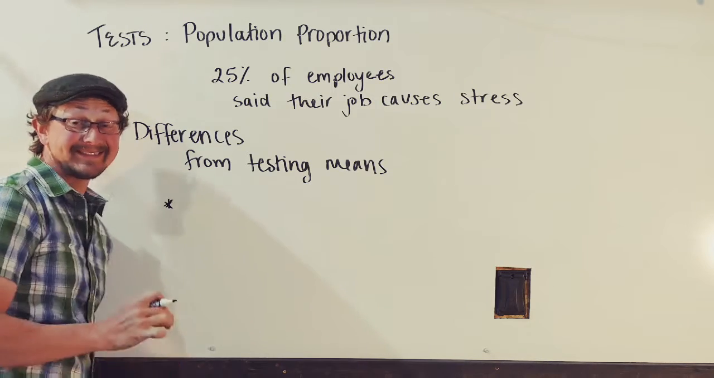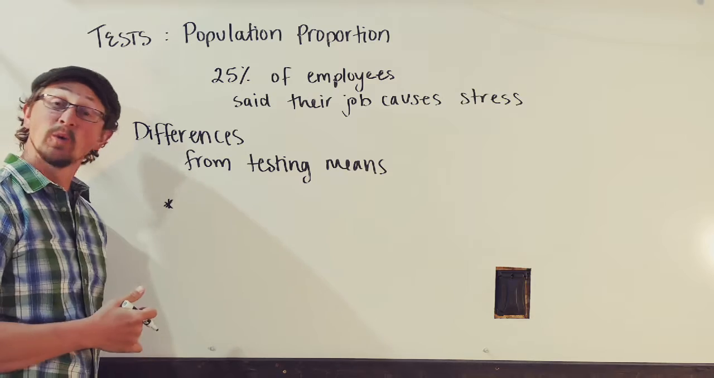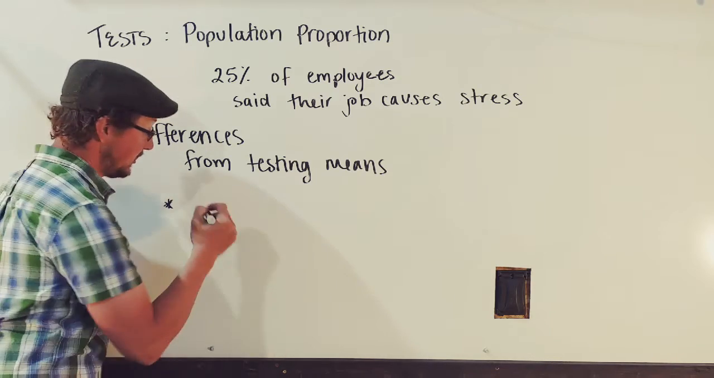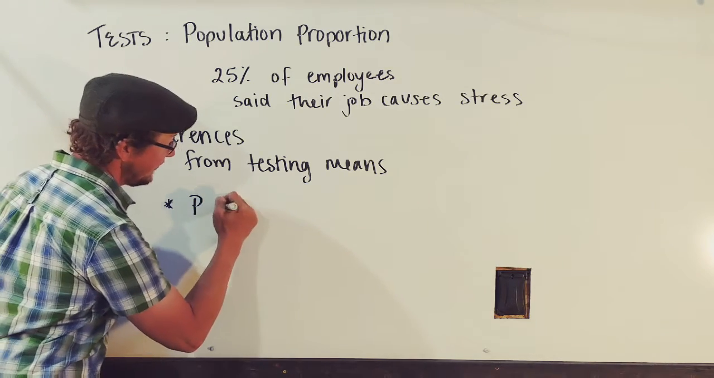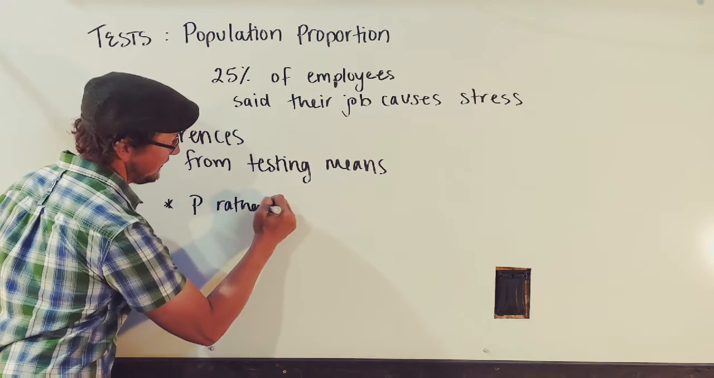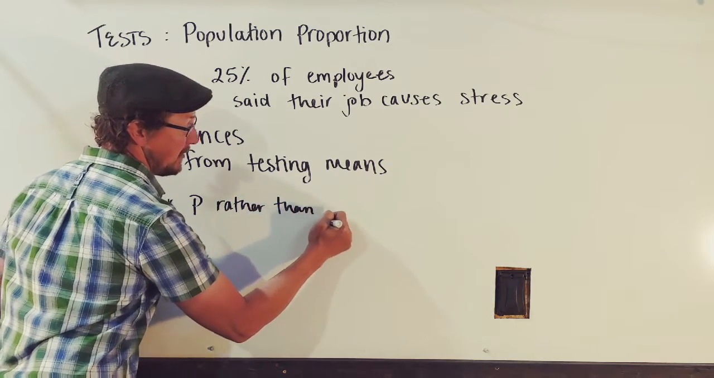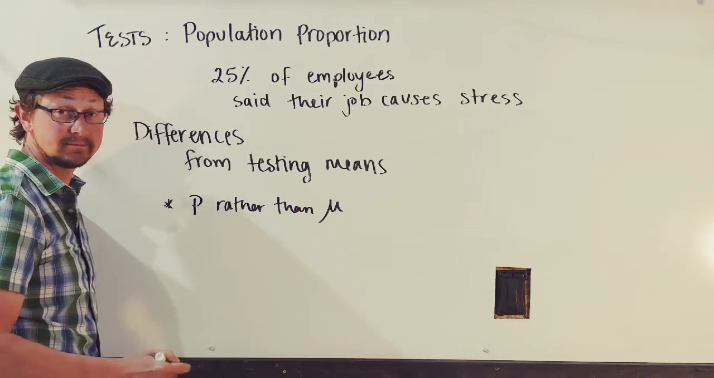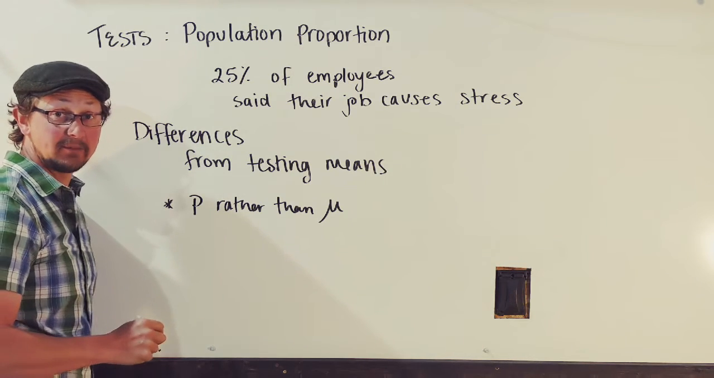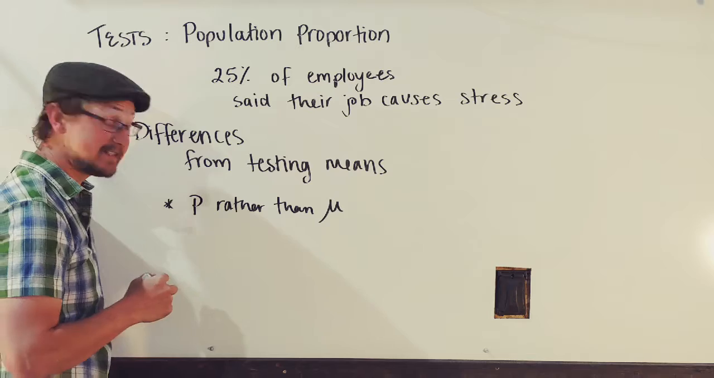First off, instead of testing the mean, we're going to be testing proportion. We're looking at p rather than mu.